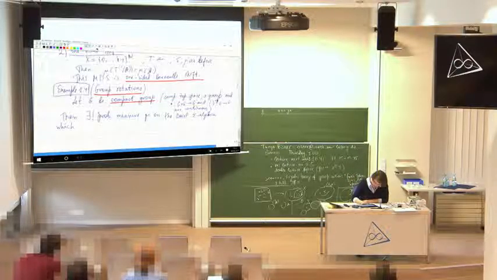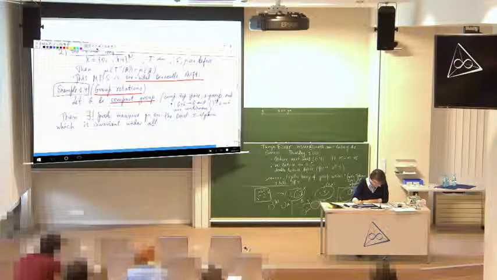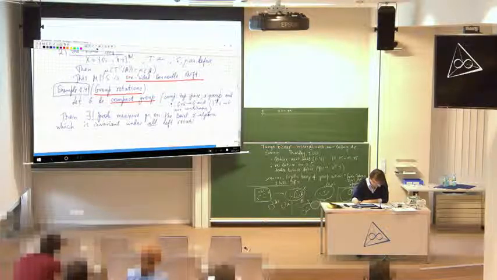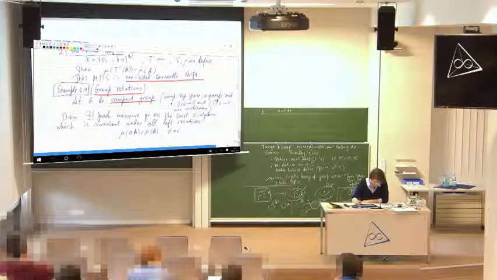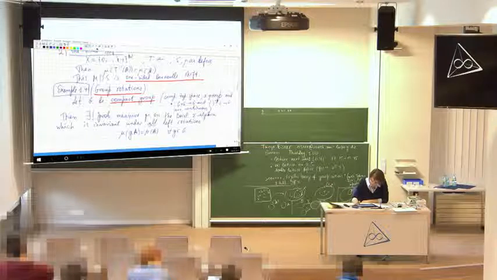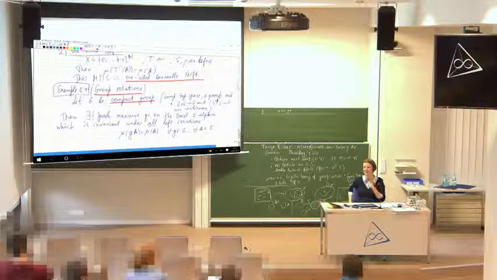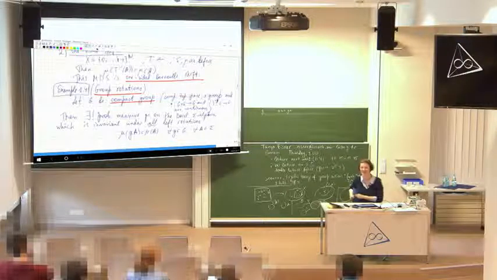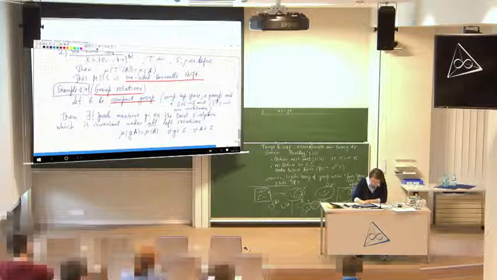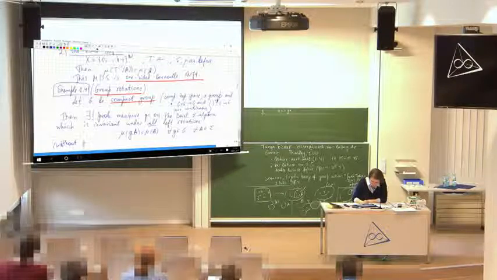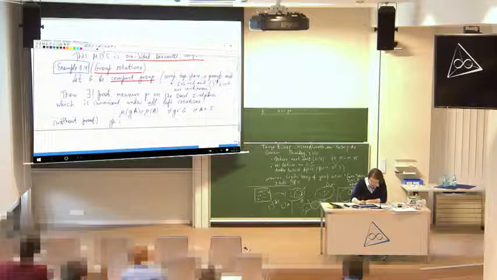So, which is invariant under all left rotations. So mu of gA is the same as mu of A for every element g. Oh, I had g there. Okay, let's take g in G and for every A in sigma. One measure which is good for all these transformations. So on a group, you have many transformations, right? Every element gives a transformation. And there is one measure which is good for all of them. And this is without a proof. We don't have a proof at all. So mu is called the Haar measure.